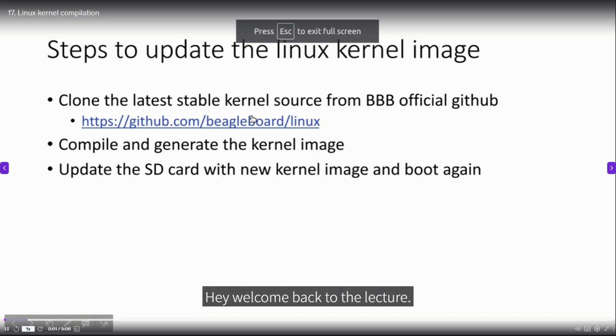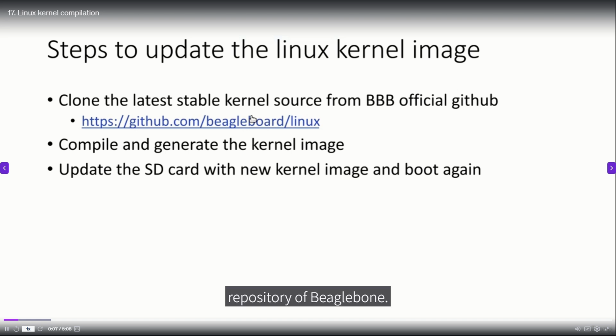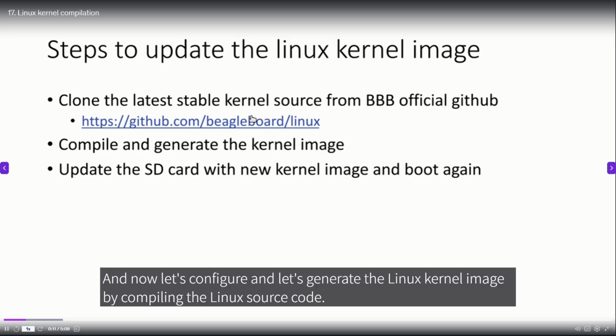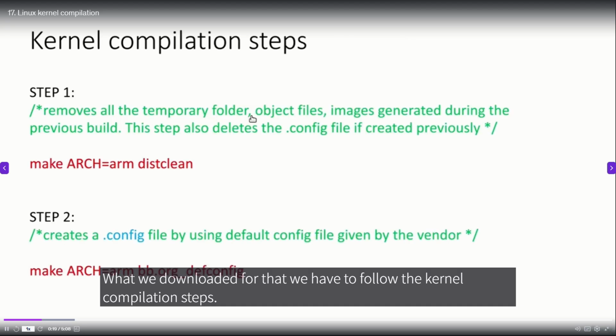Hey, welcome back to the lecture. So in the previous lecture, I hope you have downloaded the Linux source code from the official GitHub repository of BeagleBone. And now let's configure and generate the Linux kernel image by compiling the Linux source code that we downloaded. For that, we have to follow the kernel compilation steps.